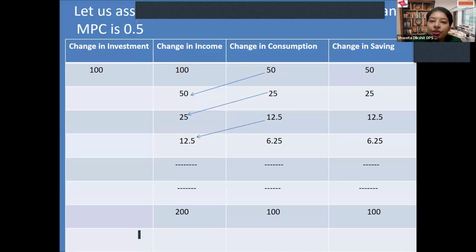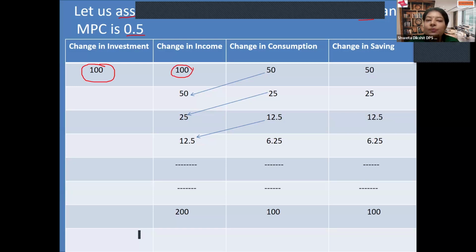See, we have two assumptions before we start this question's answer. The first assumption is that the change in investment is believed to be some amount. Here it has been taken as 100, and MPC as well. MPC can be taken as any amount. Preferably, you should take 0.5 because the calculation becomes easy. After this, you need to make a table with 4 heads: change in investment, change in income, change in consumption, and change in saving. Change in investment here, as I have already told you in the assumption, is 100. Now, if investment in the economy is 100, you see the change in income is also 100.